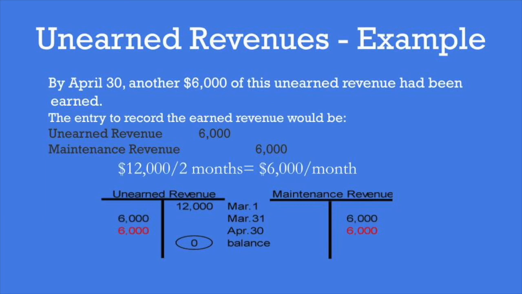In other words, we've actually done the work over the last 2 months. So our unearned revenue now has a zero balance, and our maintenance revenue, well, we've done $6,000 worth of work the first month, $6,000 the second. That's a total of $12,000.